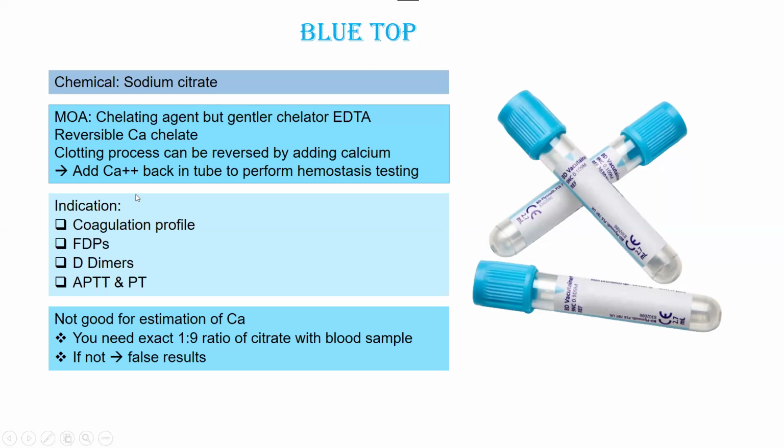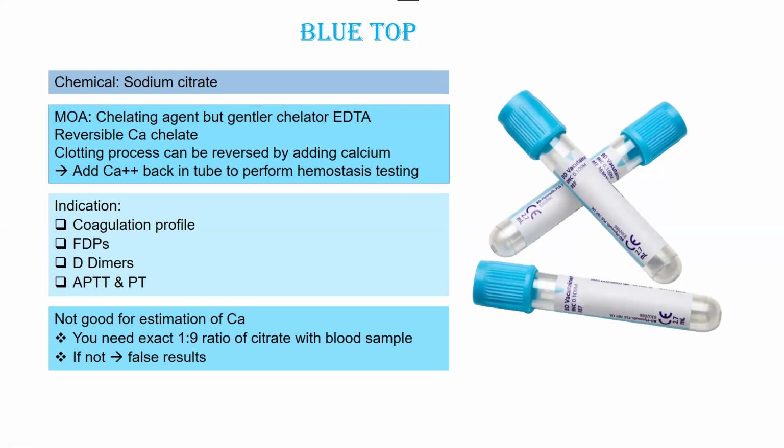Now, the indication for the blue top tube is for the coagulation profile. FDPs, basically fibrinogen degradation products. We have discussed their detail in the previous hemostasis video. Then D dimers, APTT, and PT. Basically, these are activated partial thromboplastin time and prothrombin time. These are included in the coagulation profile, and we will see their detail in the coagulation testing video series. This is the indication for the blue top tube.